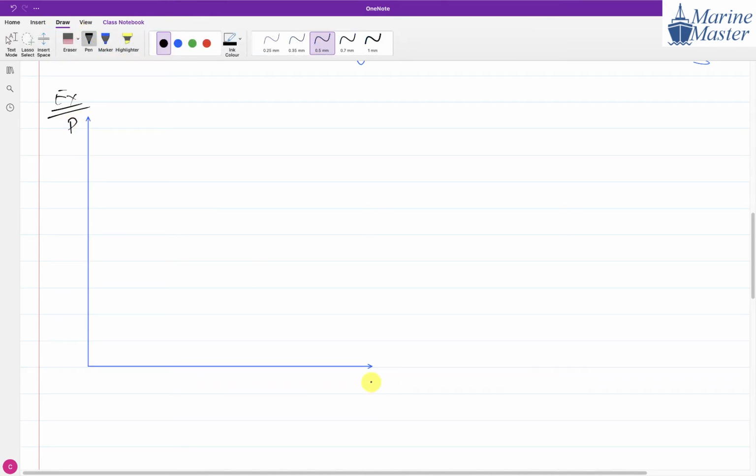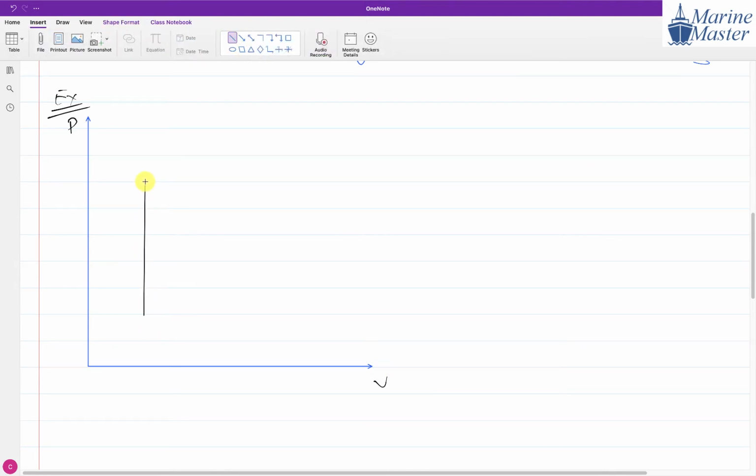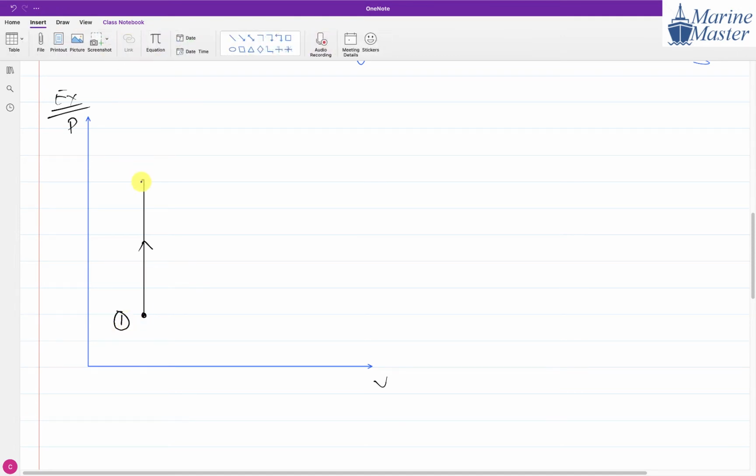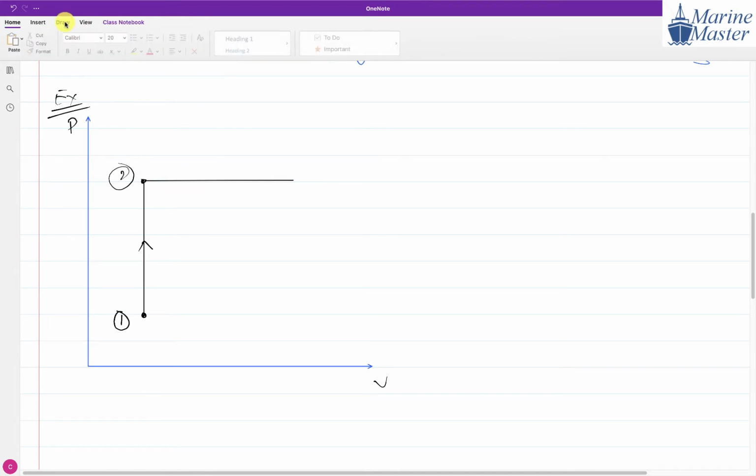So just imagine that the first process is a constant volume process. Constant volume heating means a straight vertical line upward. So this is our 1 to 2 process. After 1 to 2, there will be the 2 to 3 process, which is constant pressure heating, as we have just seen.